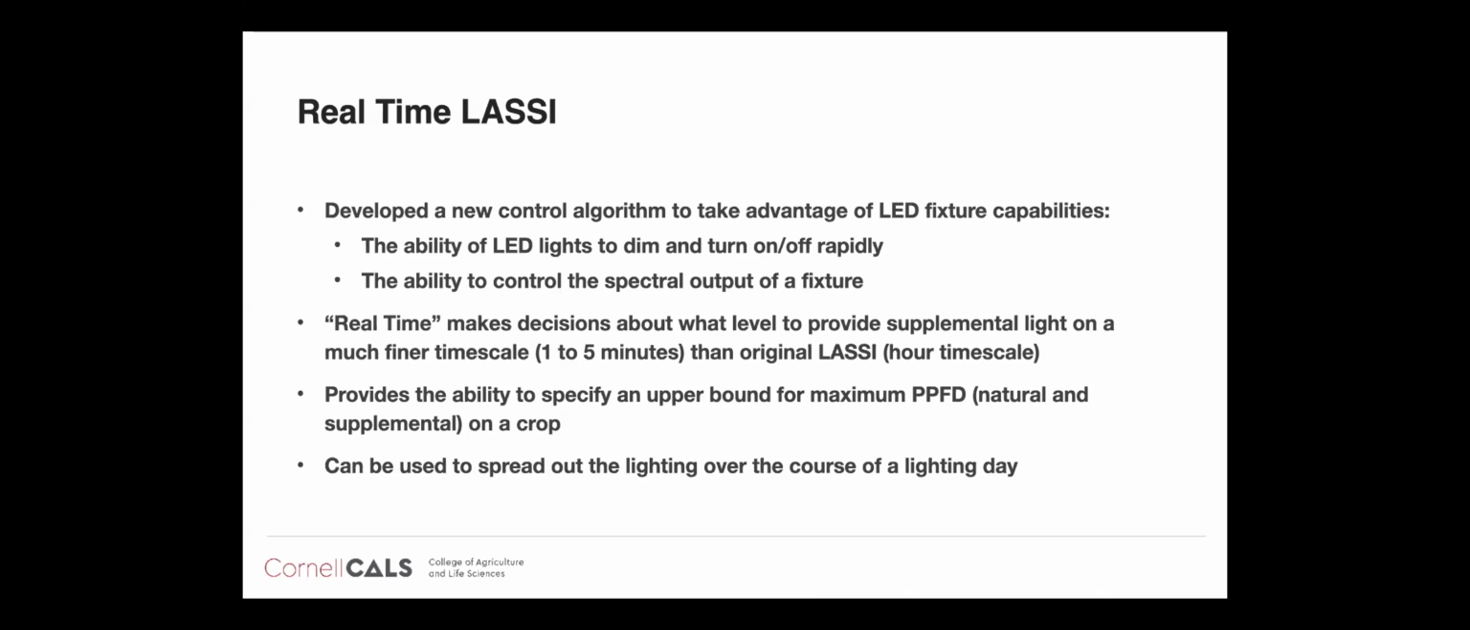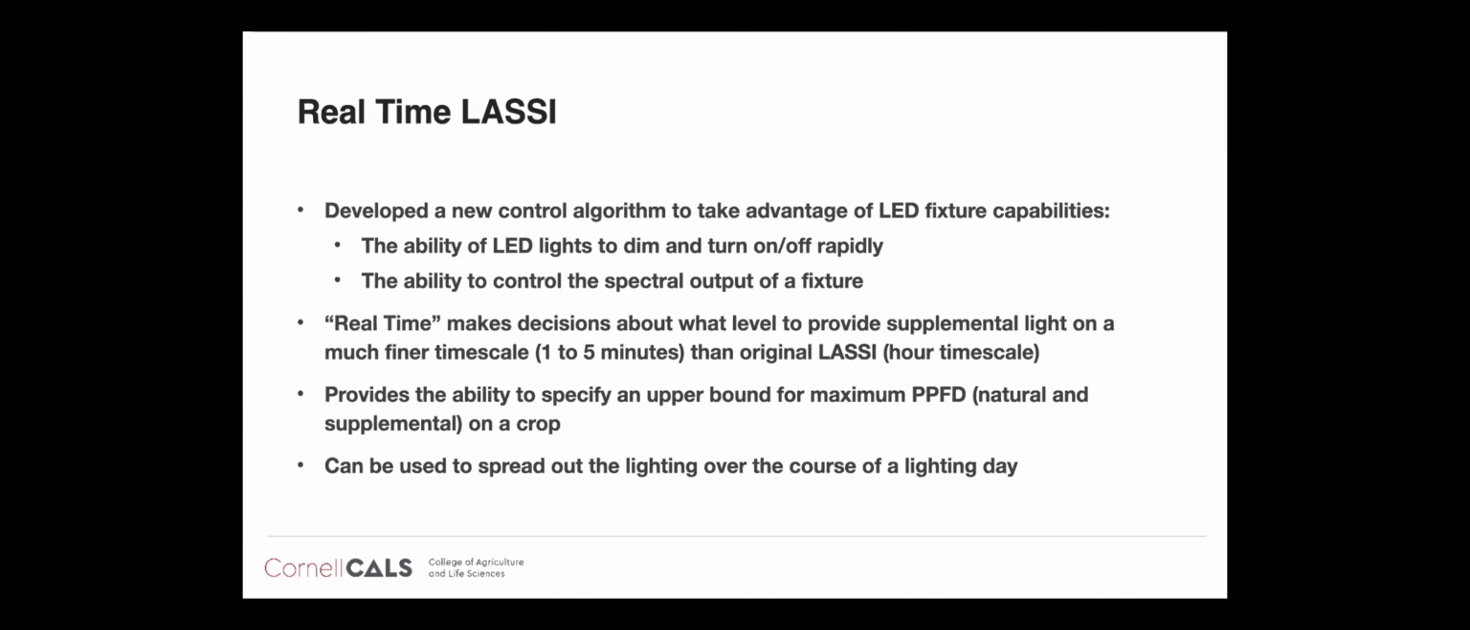And also we can control the spectral output of the fixture. They're not all just one spectral output. We can have red lights, we can have blue lights, we can have white lights, and we can vary that within the same fixture. And I didn't mention here, we can also dim the lights too. So it's not just an on and an off. We can output the lights at 10%, all the way up to full output.